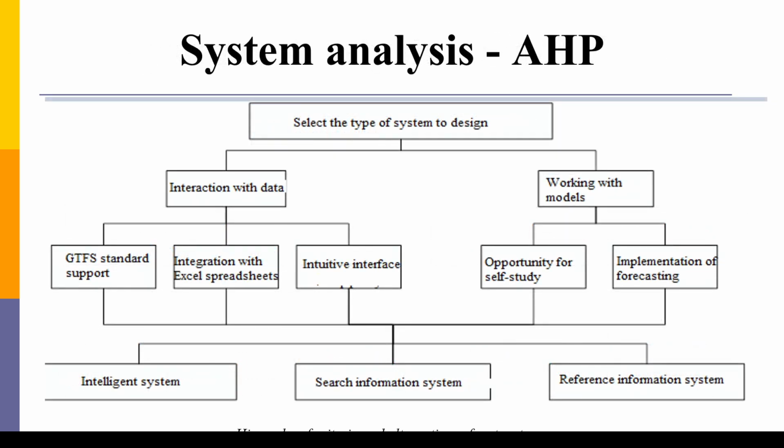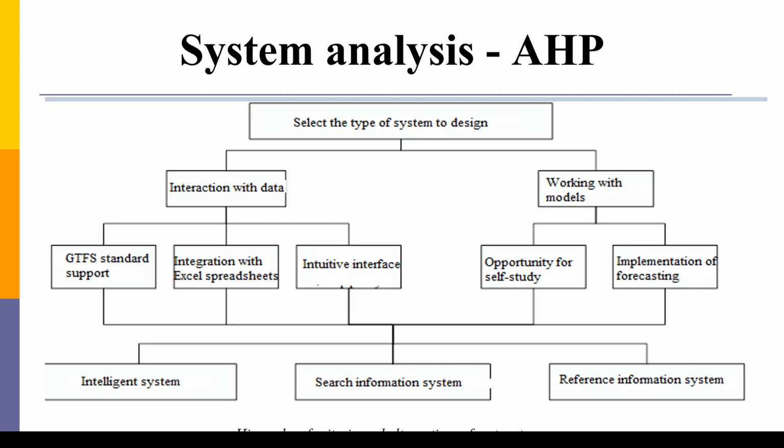AHP was used to select the system type. The slide shows a hierarchy of criteria and alternatives for system types. Alternatives include intelligent system, search informational system, reference informational system. Criteria include GTFS standard support, integration with Excel spreadsheets, intuitive interface, self-learning capability, and forecasting factors. The most important criteria: interaction with data and working with models. General goal: choose a type of system for design.